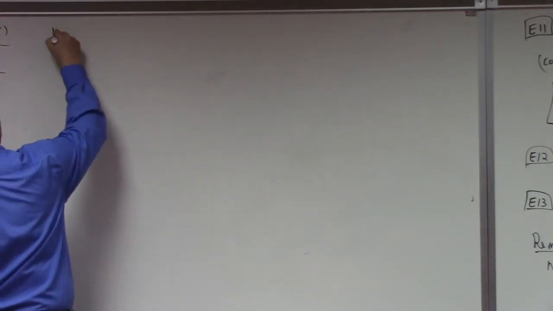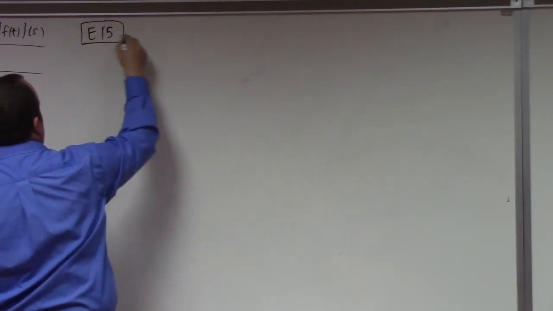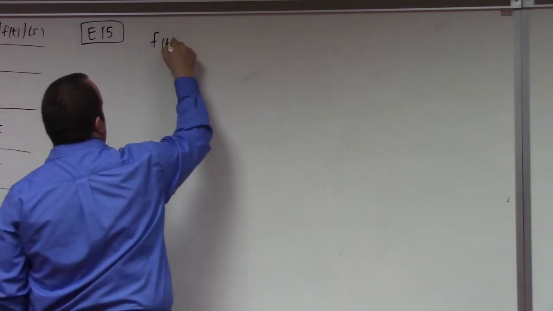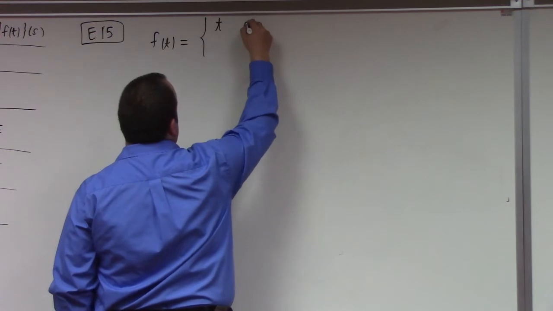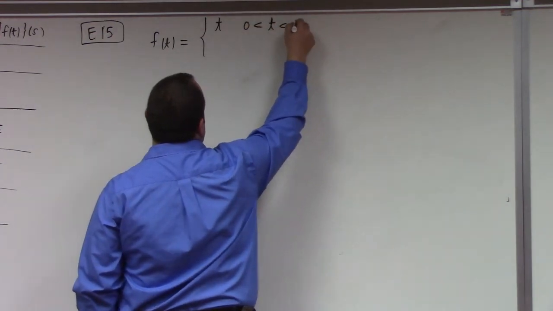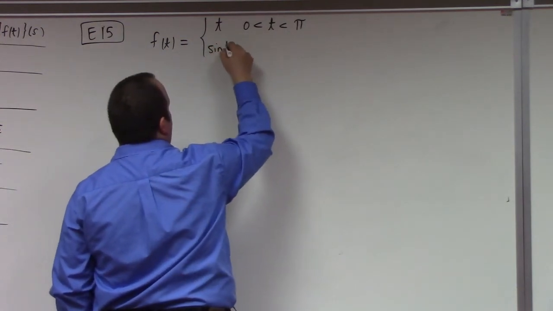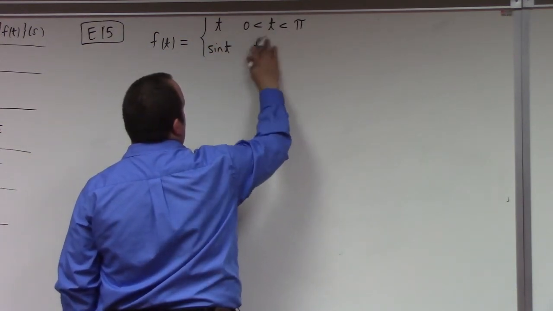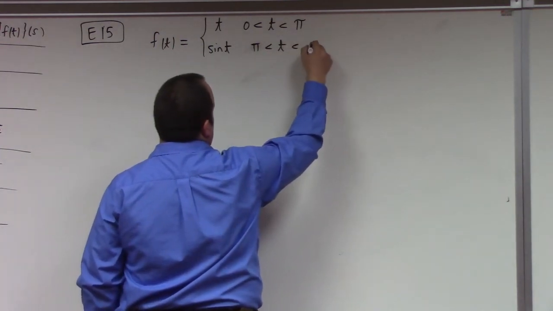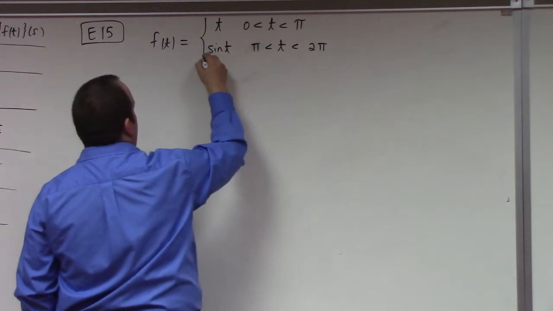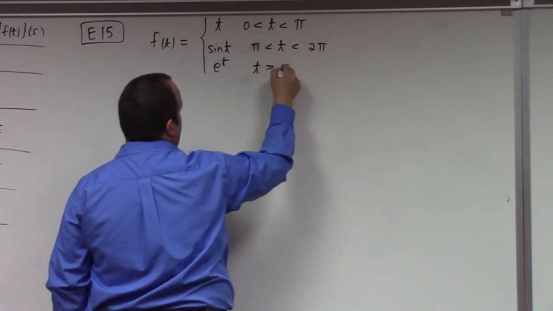Example 15, let's put these gate functions to work. Suppose we have f of t defined piecewise as follows. t for 0 less than t less than pi, and then sine of t for pi less than t less than 2 pi, and then e to the t for t greater than 2 pi.